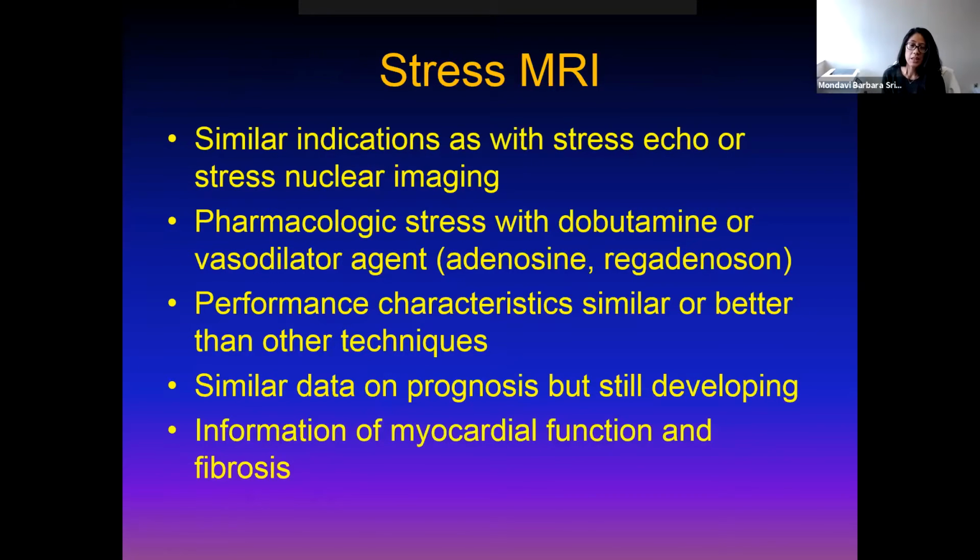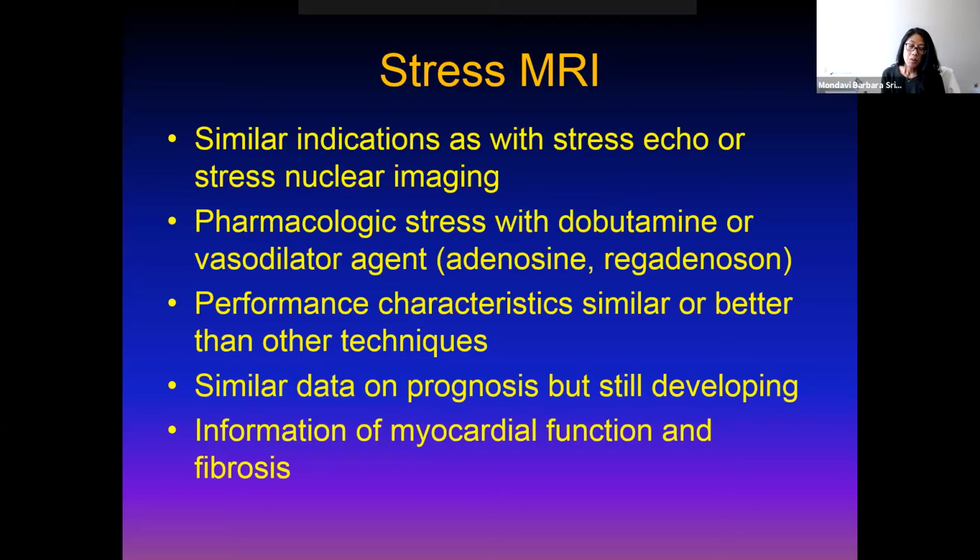So stress MR, again, has similar indications as stress echo and nuclear imaging. However, at least here, we don't have treadmill equipment in our scanner room or close to a scanner. They do it at Ohio State. They have the ability to exercise their patients and then do an MRI immediately afterwards. Here, we're limited to doing pharmacologic stress, either with dobutamine or a vasodilator agent. More commonly here at Georgetown, we use vasodilator stress as opposed to dobutamine.